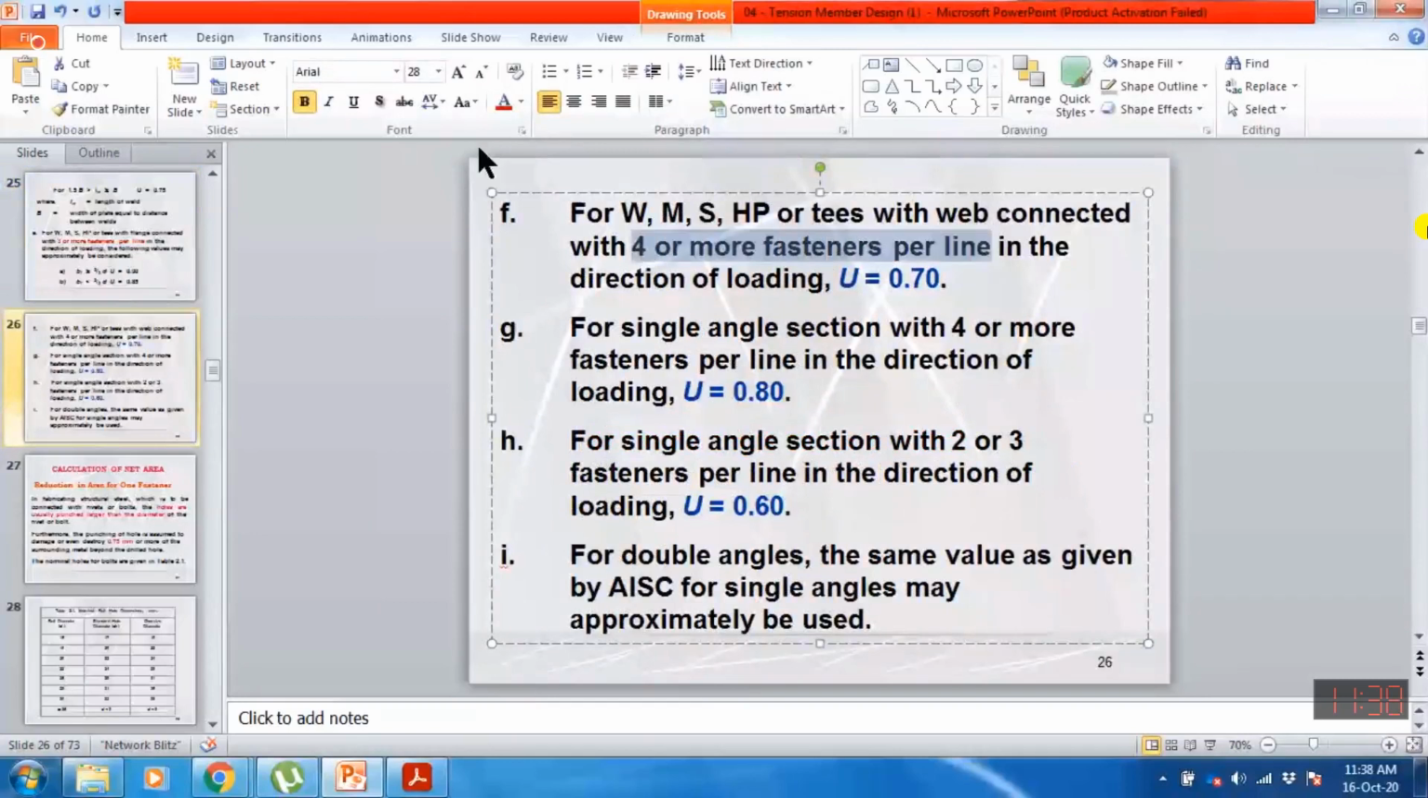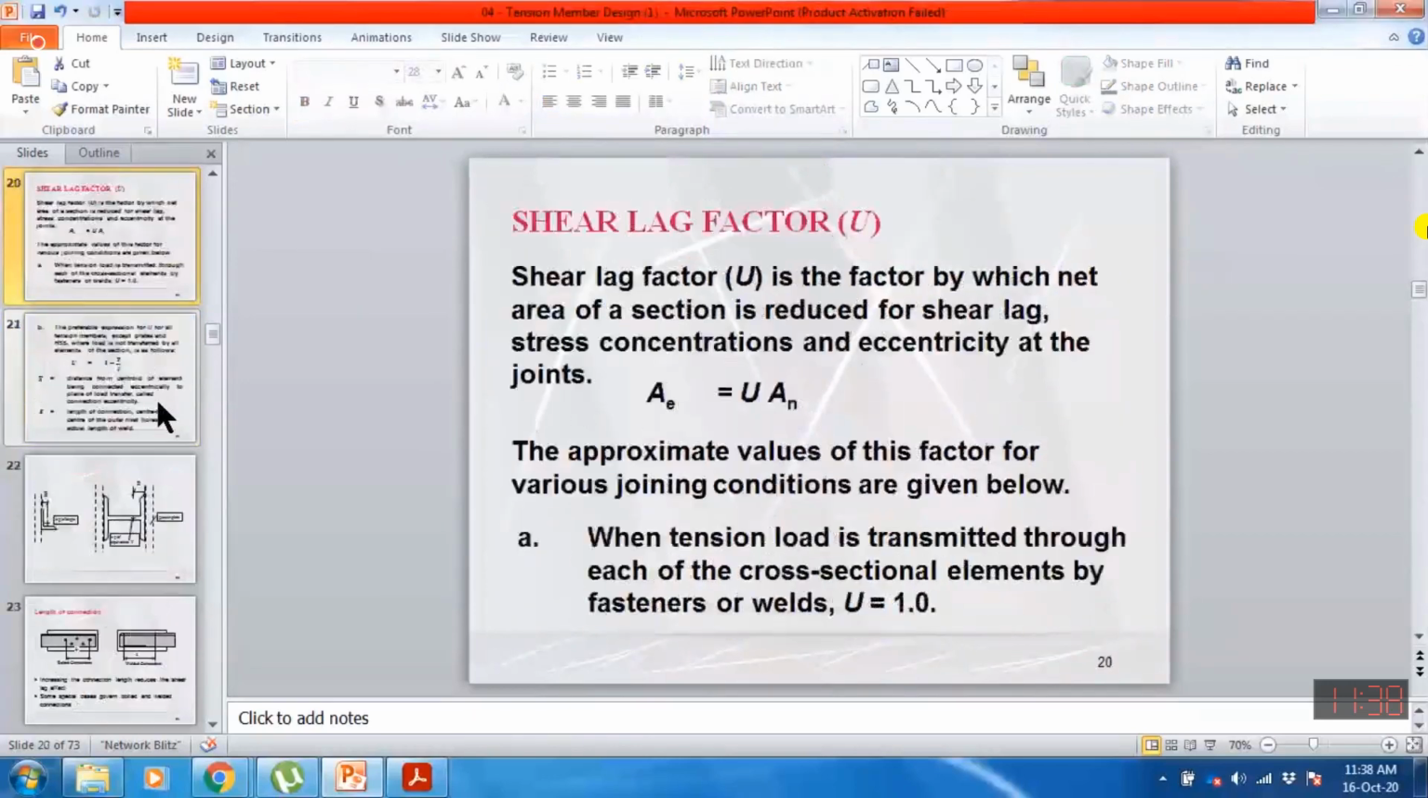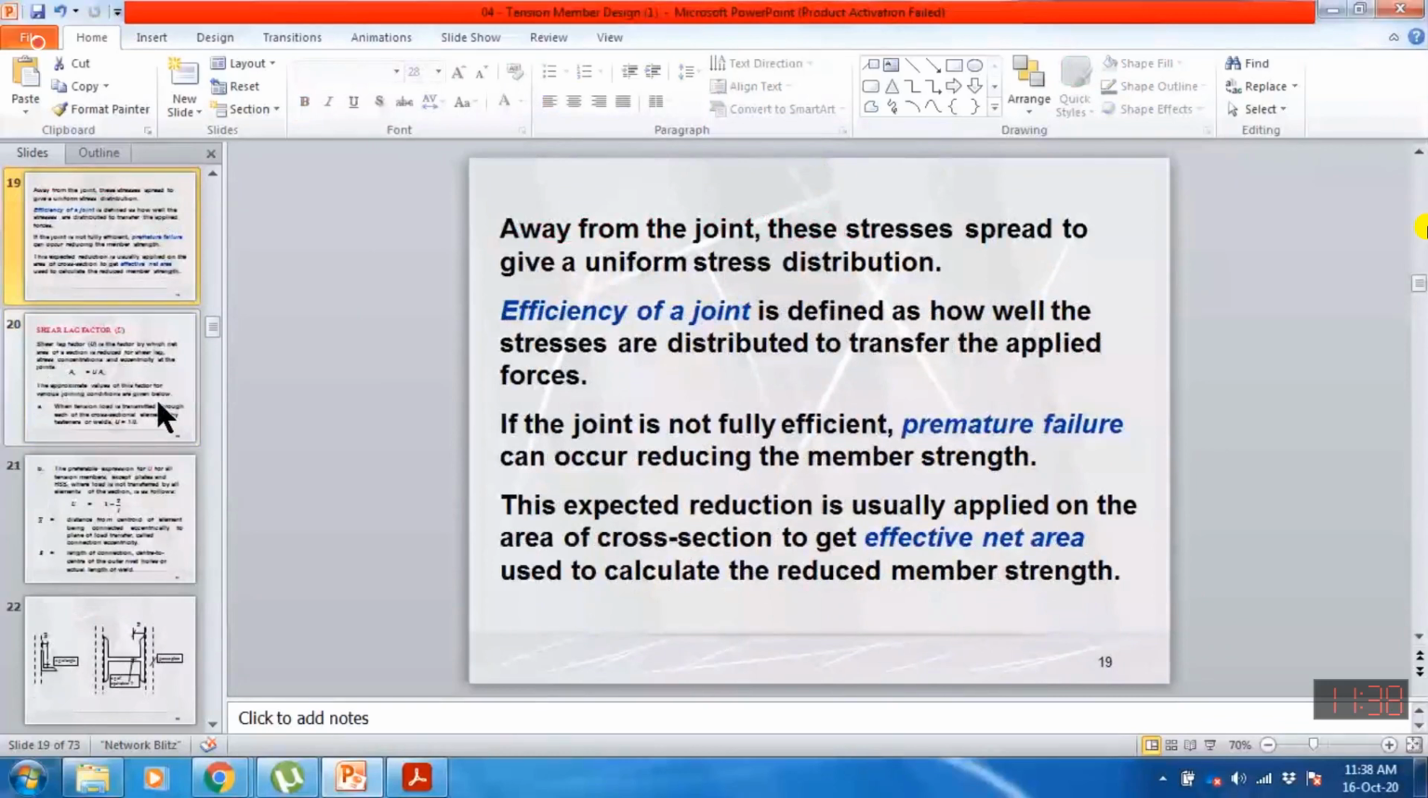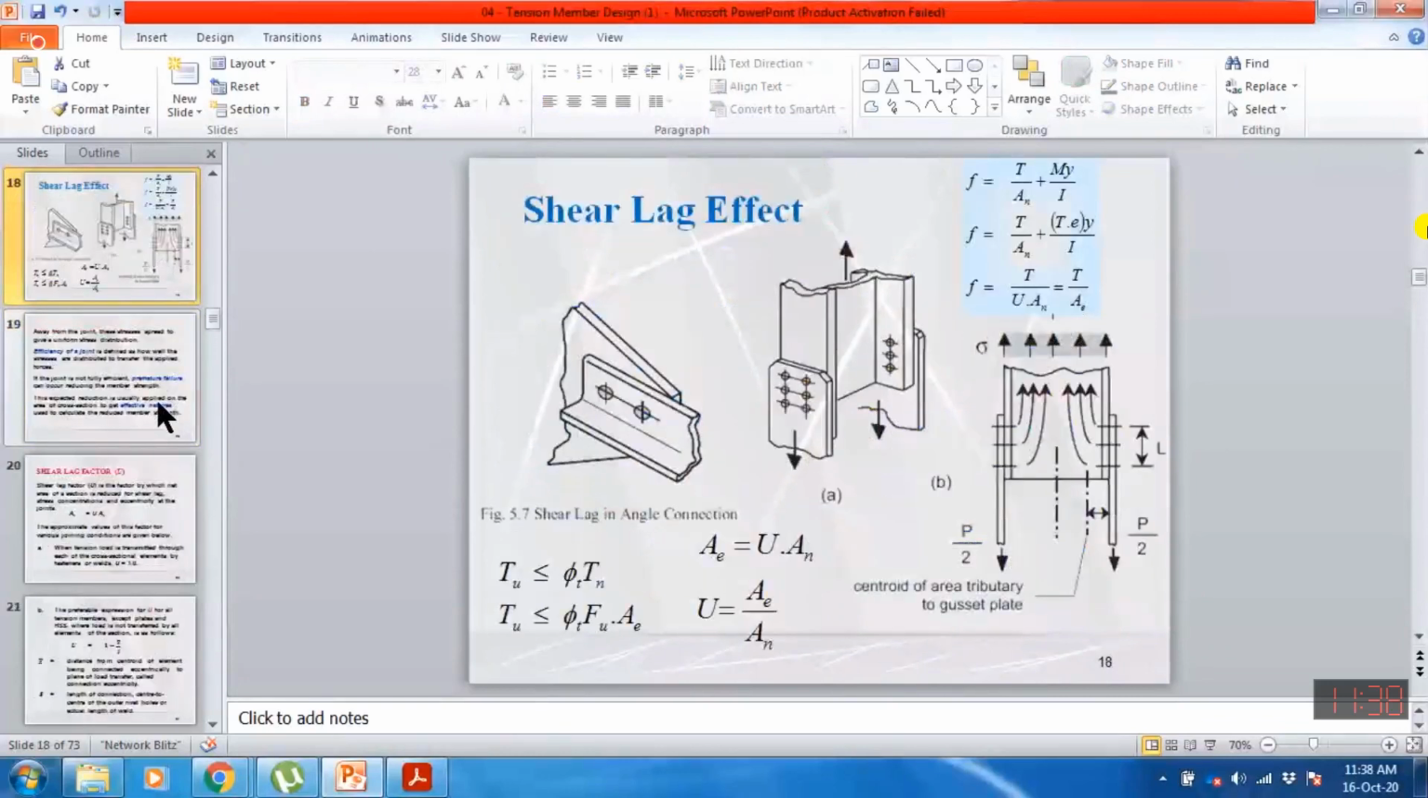And for a single angle section with 4 or more fasteners, this is for a single angle. If in a single angle we have used 4 or more fasteners per line, then we have to use the shear lag factor value 0.8. And for a single angle section with 2 or 3 fasteners per line, the shear lag factor will be used as 0.6. For example, in this particular case, along the length of the member, we have used 2 fasteners. So the angle section is connected with the gusset plate with 2 fasteners. In that case, I will use the shear lag factor as 0.6 because that is specified by AISC.